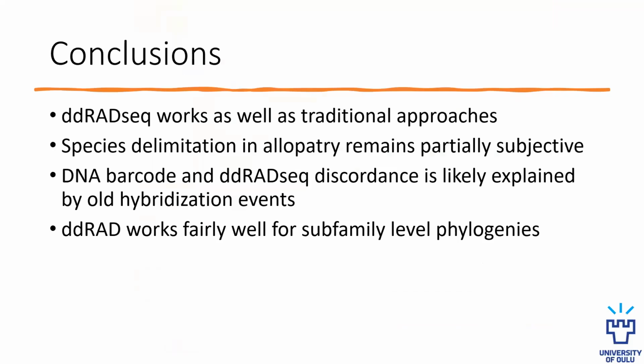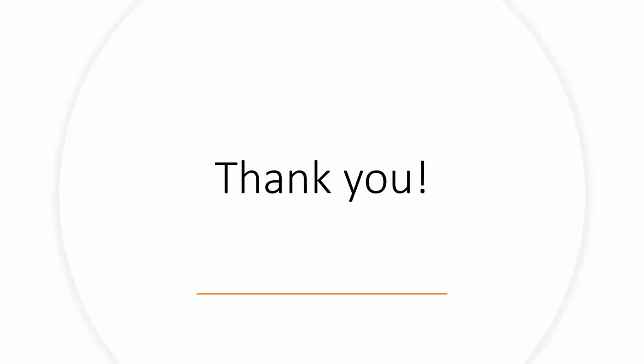So yeah, those were my major conclusions. We can use DRSEC with equal success as traditional approaches. Allopatric, distant populations are problematic, and the DNA barcode and DRSEC discordance is largely explained by many historical factors. There could be historical exchange of DNA, and probably it will be more common in almost all groups. And again, for nice phylogenies we can still use DRSEC, but probably not for the deep ones. And thank you so much.